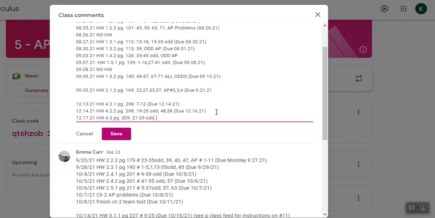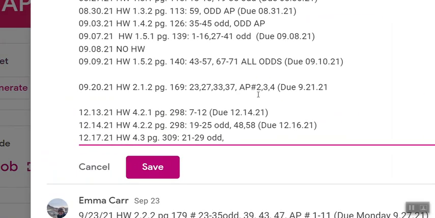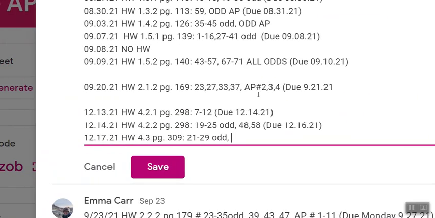Homework 4.3. Mr. Bowie, you skipped the whole beginning part. Homework 4.3, page 309. Sorry, you're right. And you get the privilege of working problems 21 through 29 odd, 37, 45, 47, 49. Yeah, I'm seeing that now. And I want you to do AP 1 through 6. Not too bad. That's not bad.